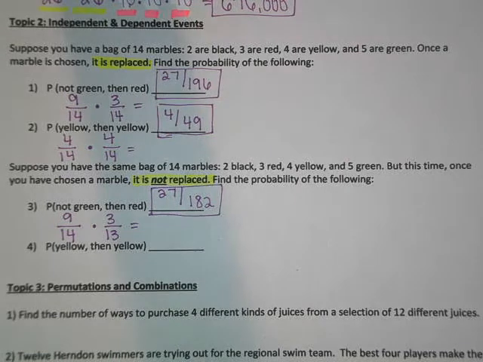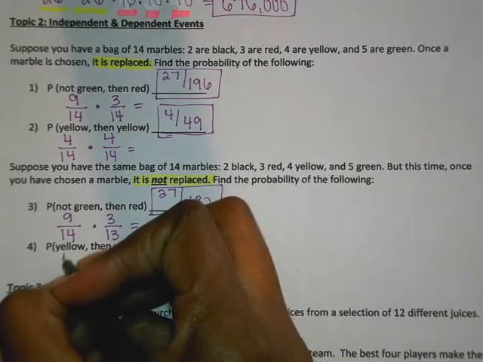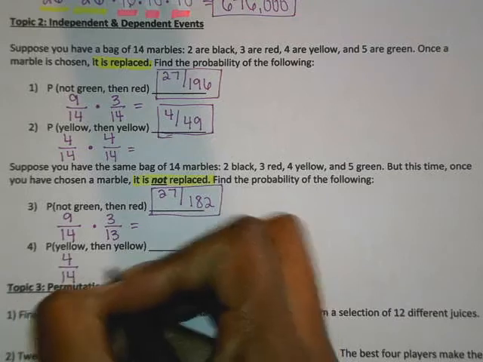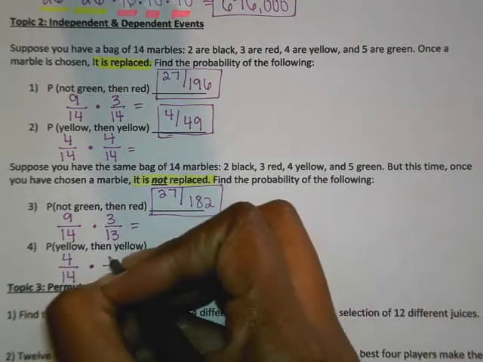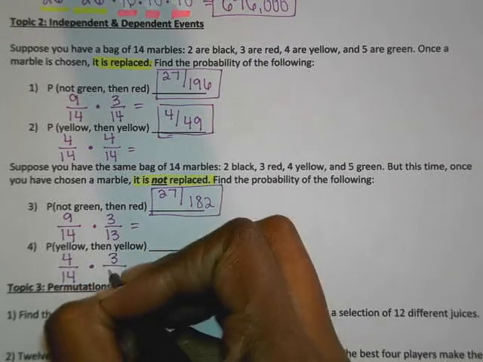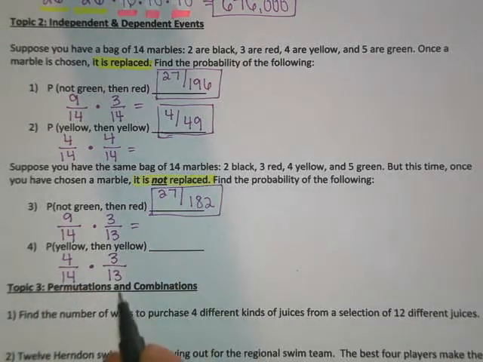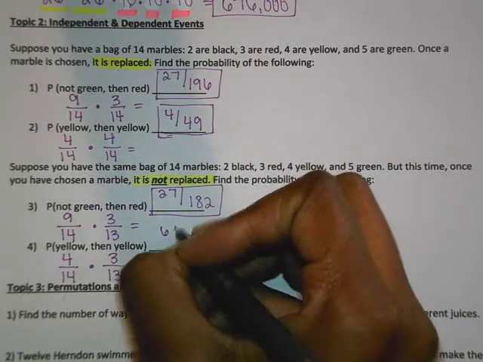All right, number 4, you choose a yellow. There are 4 yellows out of 14. And then getting yellow again. So that is going to be 3 out of 13 because I could have chosen a yellow when I picked it. All right, if you put this into Desmos and then simplify, you'll get 6 over 91.